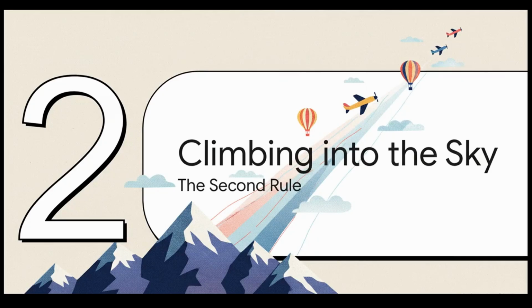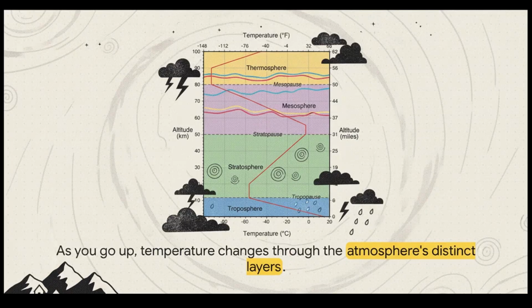Okay, so that's the rule for traveling across the globe. But what about traveling up? What happens to the temperature as you go higher and higher into the sky? Now, you might just think it gets colder the higher you go, but it's a little more complicated than that. See, our atmosphere has layers. We live way down here in the bottom one. It's called the troposphere.